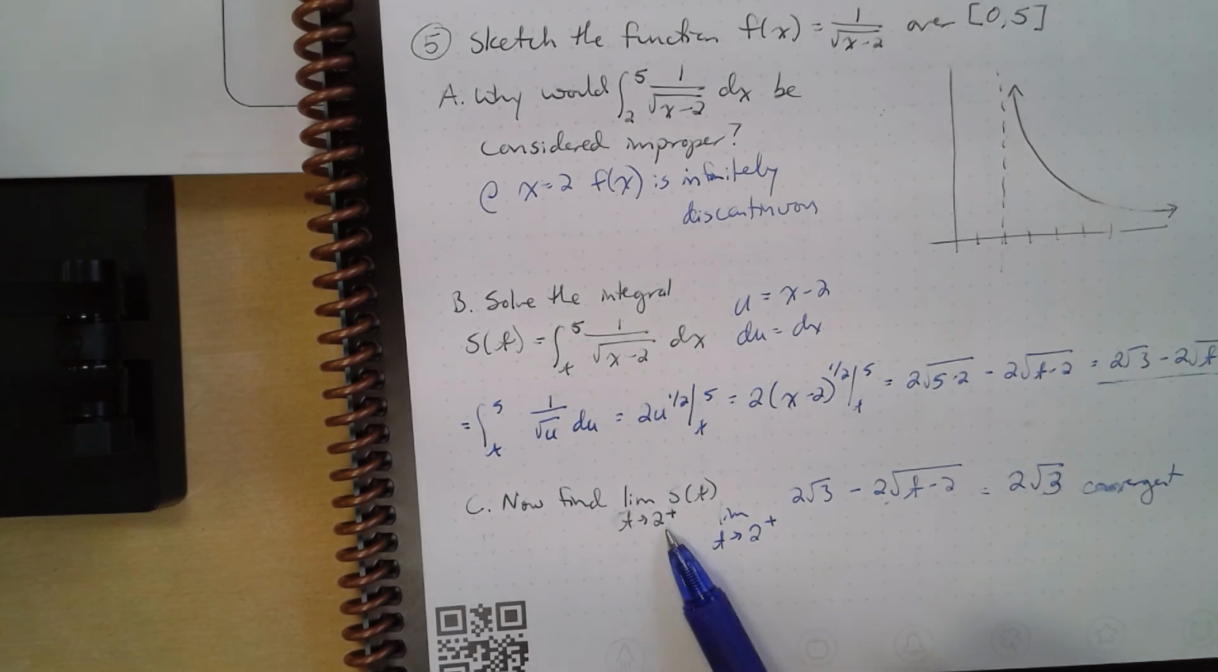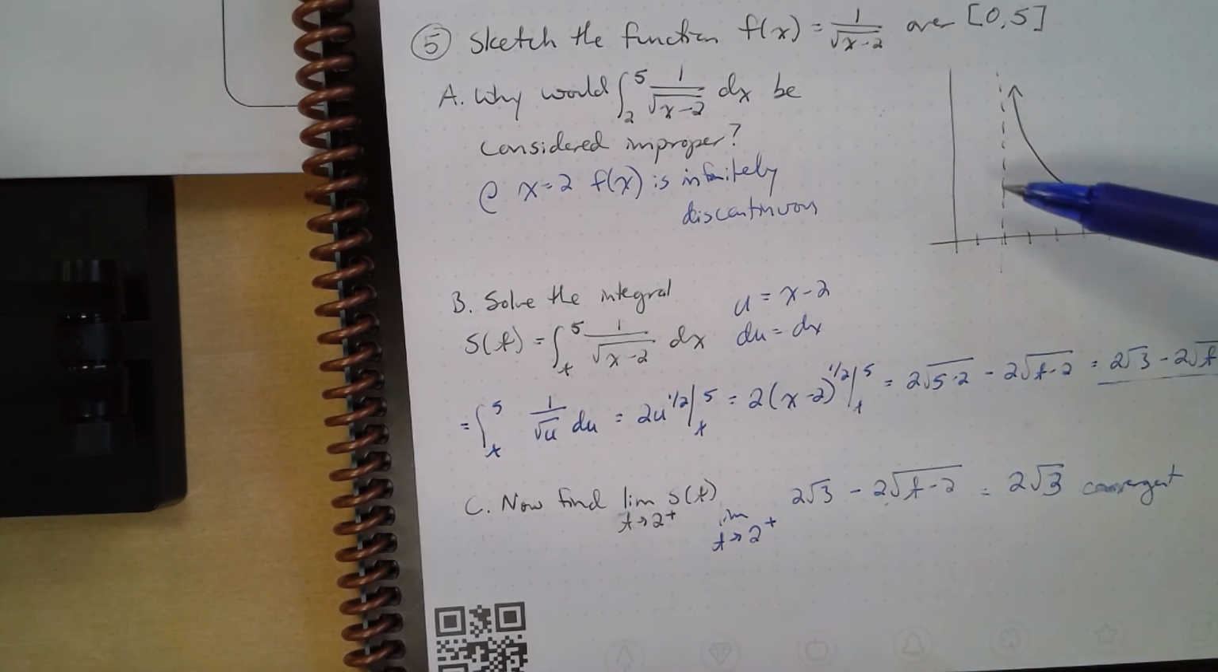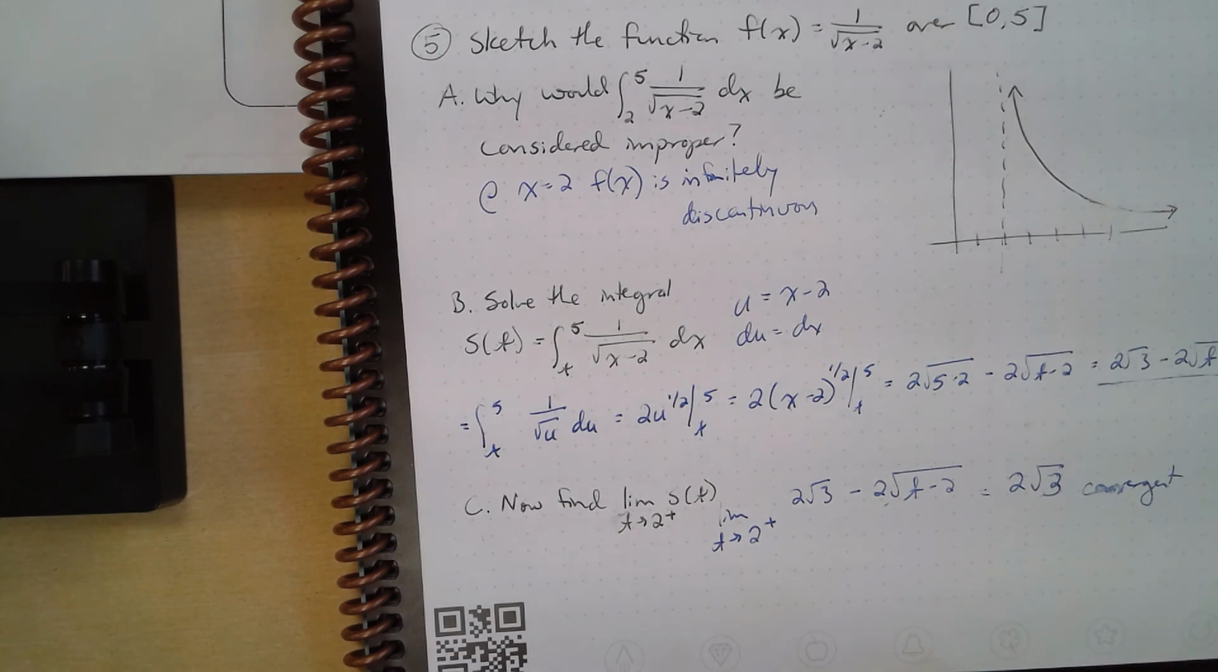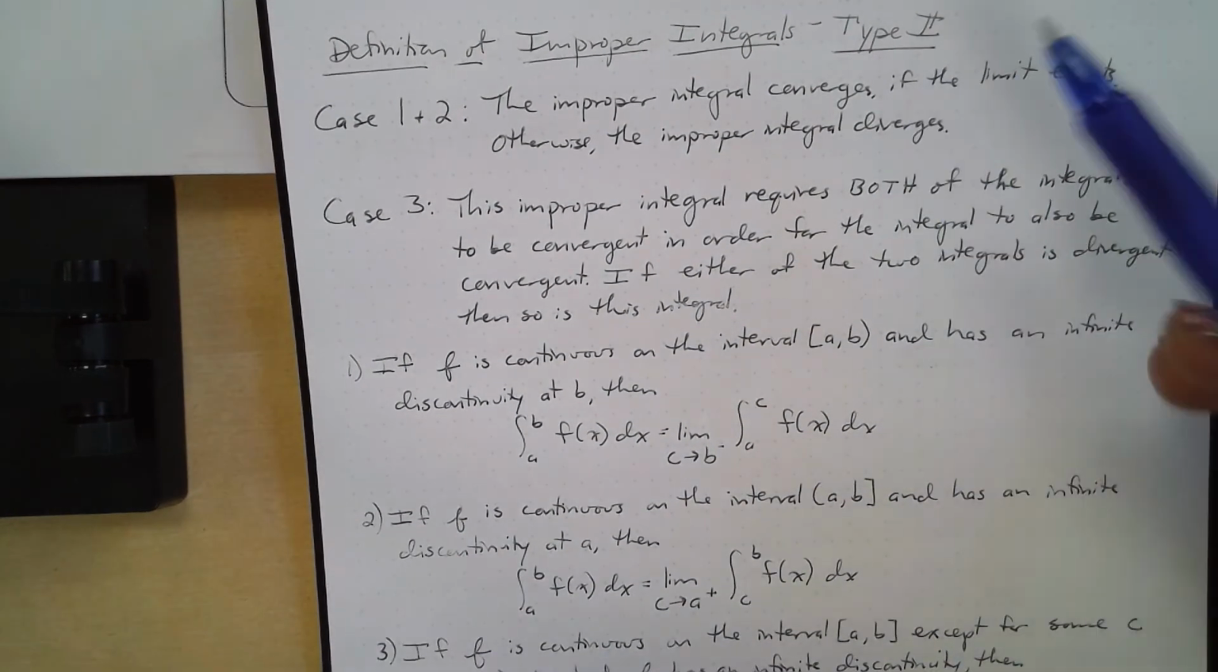Now we can actually find that limit as t approaches 2. Well, if we're approaching 2, we know it's from the right in this particular graph, right? So we can just substitute in. You can use your calculator if you want, but you're going to end up getting 2 radical 3, which is convergent.